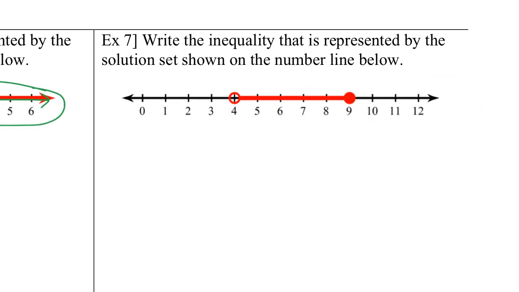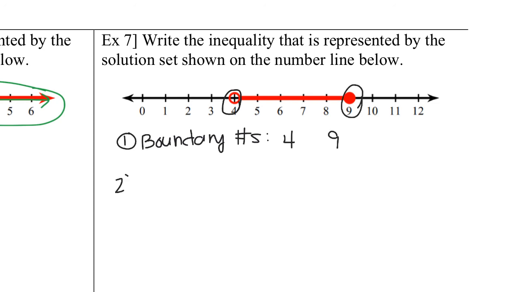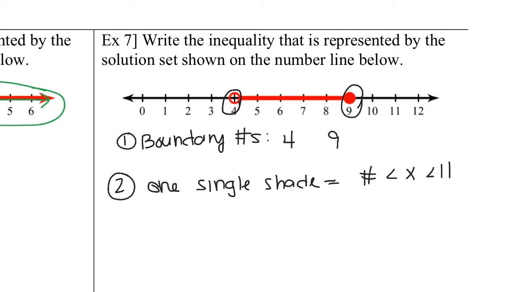So example 7, write the inequality that is represented by the solution set shown below. So same idea. So first things first, find your boundary numbers. So the first boundary number I have is a 4, and then a 9. Now I have to see, is it one inequality or is it two separate? So since this is one single shade, I know it has to be an and. So that means it has to be like number less than x less than number. That's your general format of an and.